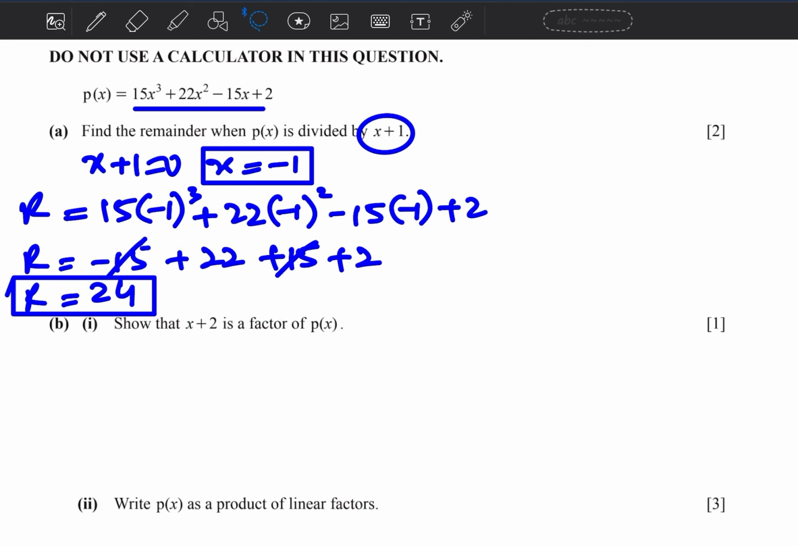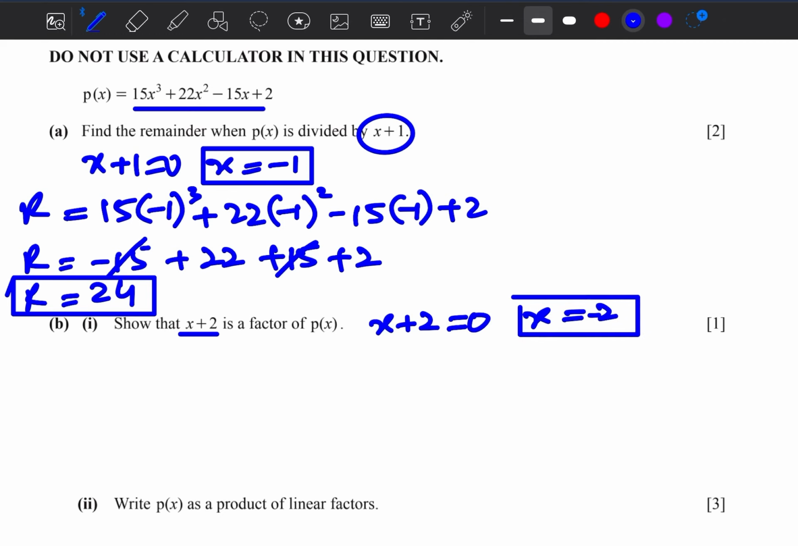So is x plus 2 a factor of this? If x plus 2 is a factor of this, I'm going to repeat this step. x plus 2 is equal to 0. Put this x plus 2 expression equal to 0 and get the value of x, which is minus 2. I'm going to put this value minus 2 in the polynomial.